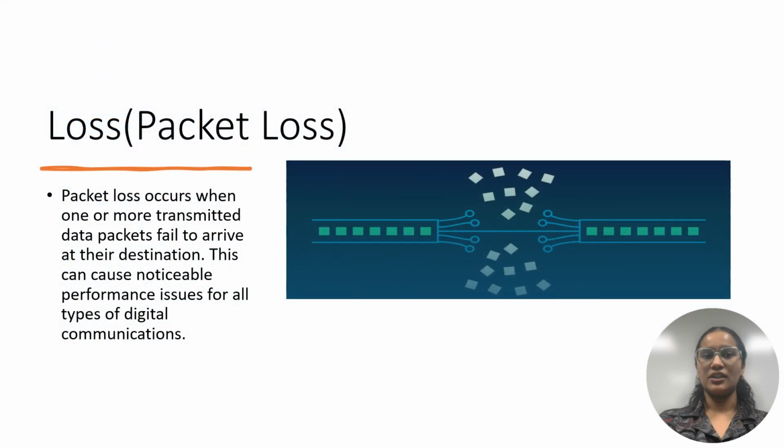To evaluate network performance, we need to understand a few key terms. Let's start with the three major factors: loss, delay, and throughput. First one is loss, packet loss.